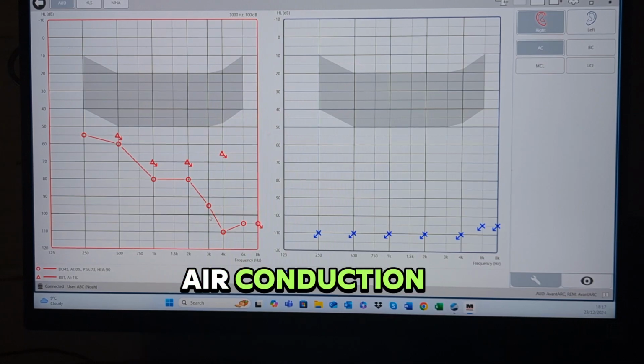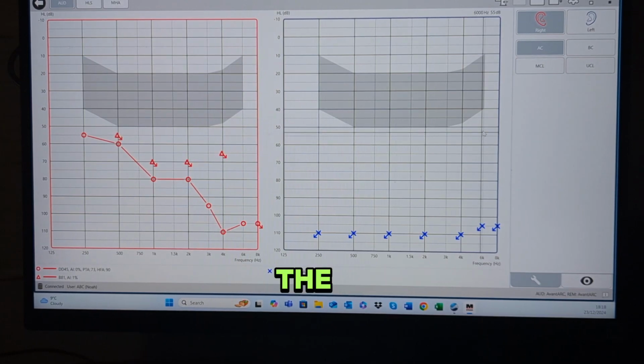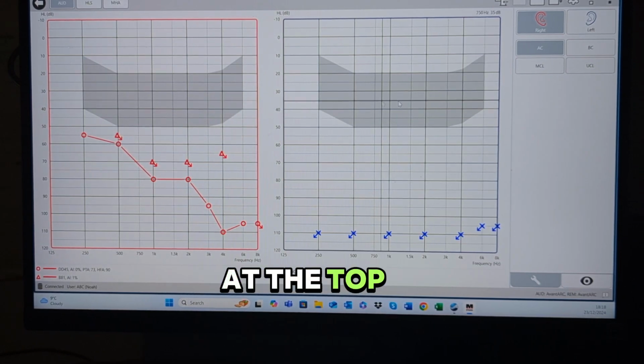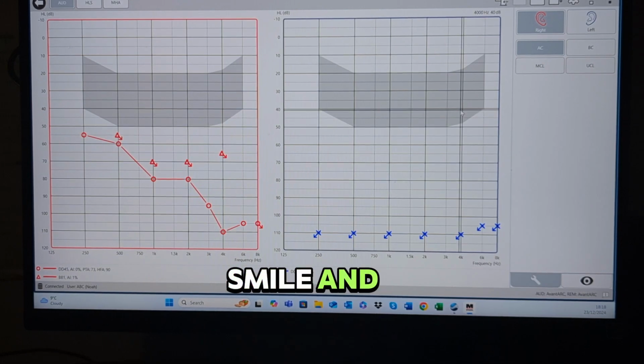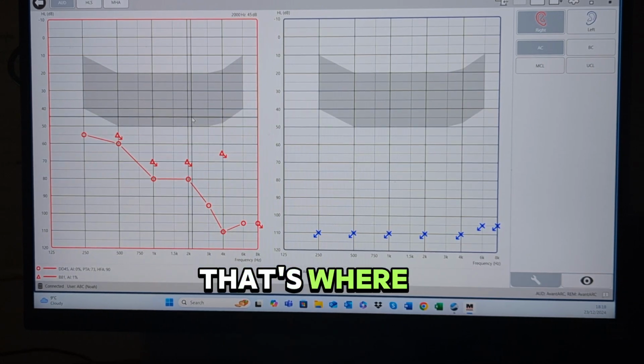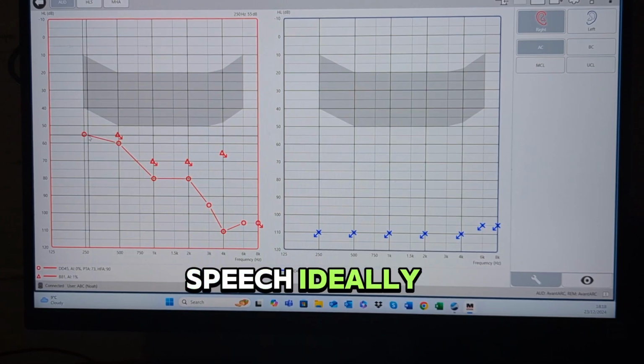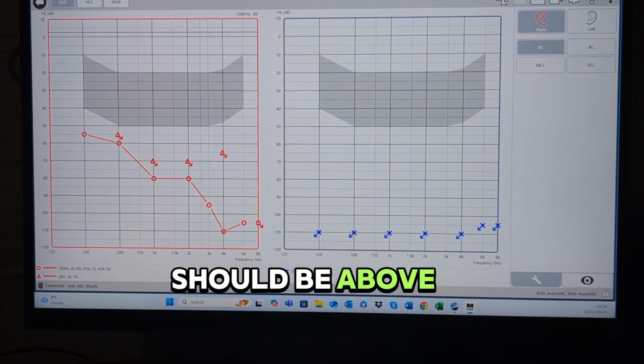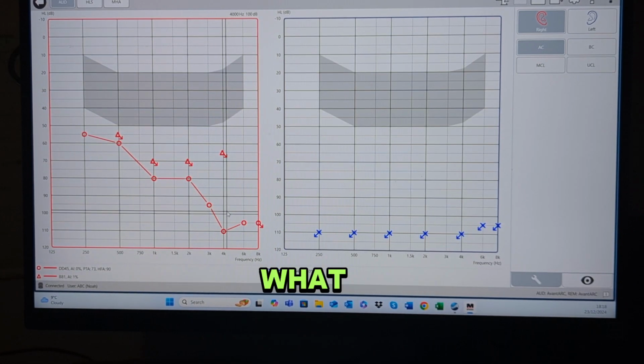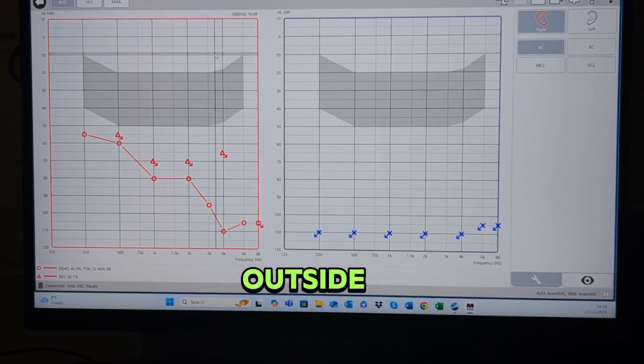The gray shaded area floating at the top there looks like a smile, and that's called a speech banana. That's where speech would fall on the graph. In order for somebody to capture conversational speech, ideally this line that you see here should be above it all, and in that way anything below is what you can capture, anything above would be outside of the range.